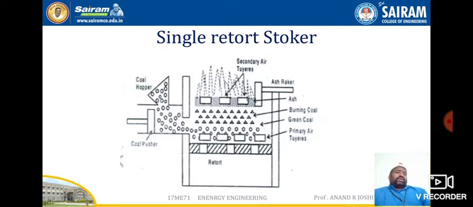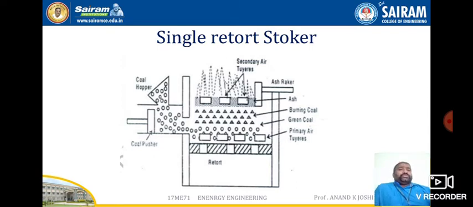Okay, so next we are going to discuss the retort stoker. I already told you there are two types of retort stokers: one is the simple or single retort stoker, and the other is the multi retort stoker. Now we are going to discuss what is meant by a single retort stoker. First of all, we understand the principle of construction of a single retort stoker as shown in the figure. The fuel is fed through the hopper and pushed onto the retort by piston ram movement.